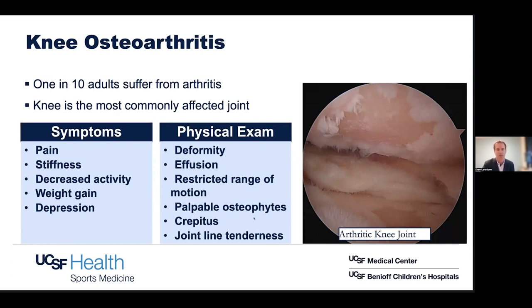And with the hands-on sessions tomorrow, you should be able to practice and get tips on detecting an effusion and also palpating the joint line, which I think are key points of the exam.